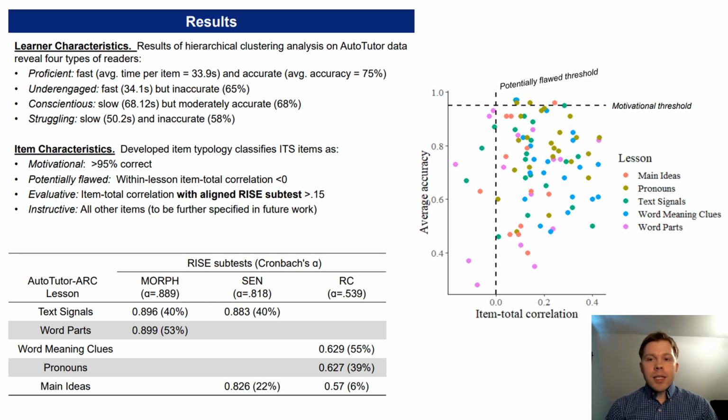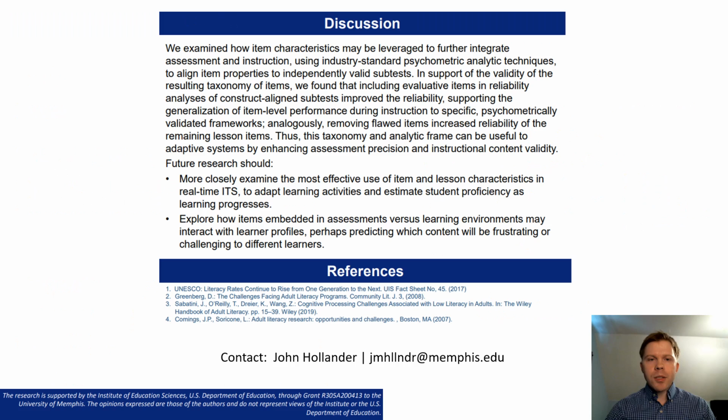In this table, you can see the base reliability of some of the RISE subtests and then observe how including evaluative items from AutoTutor increases their reliability. The numbers in parentheses are the proportions of evaluative items within that AutoTutor lesson that matched each subtest. Finally, the remaining items were labeled as instructive items because they don't provide assessment information, but they may contribute to learning gains, so this is something that we want to define and test better in future research.